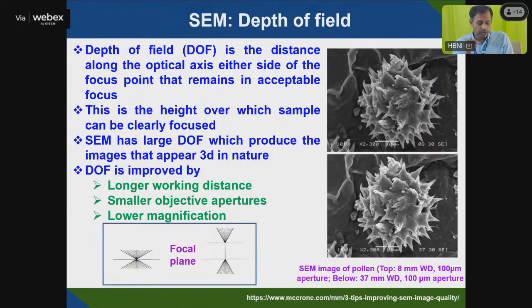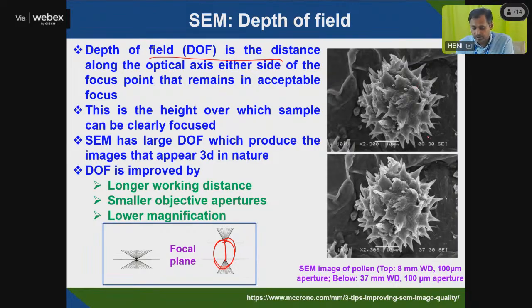As I told you, in SEM you have a large depth of focus. Your depth of field can vary from 30 mm to 4.1 mm, so the focusing depth can vary. Based on the depth of field, the distance from the optical axis on either side, you can get a better image. SEM has a large depth of field, which produces an image that appears as a 3D structure.